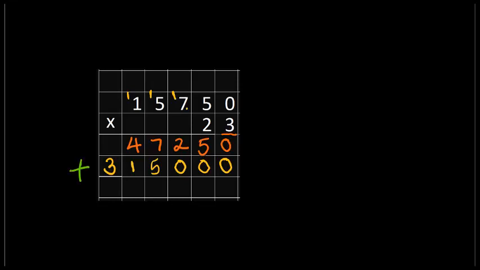Step 3, add them together. 0 plus 0 is 0. 5 plus 0 is 5. 2 plus 0 is 2. 7 plus 5 is 12. 2, carry 1 over. 4 plus 1 is 5, plus 1 is 6. And 3. And that's your final answer. Next question.